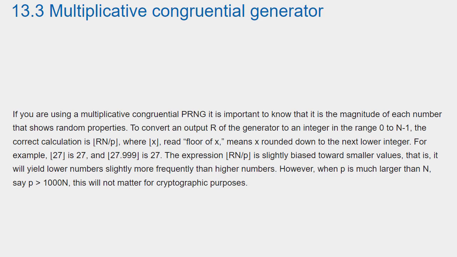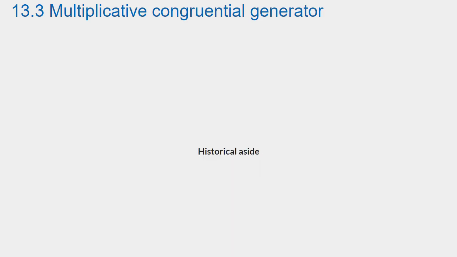For example, floor of 27 is 27. Floor of 27.999 is 27. The expression floor of Rn over p is slightly biased towards smaller values, that is, it will yield lower numbers slightly more frequently than higher numbers. However, when p is much larger than n, say p is greater than 1000n, this will not matter for cryptographic purposes.